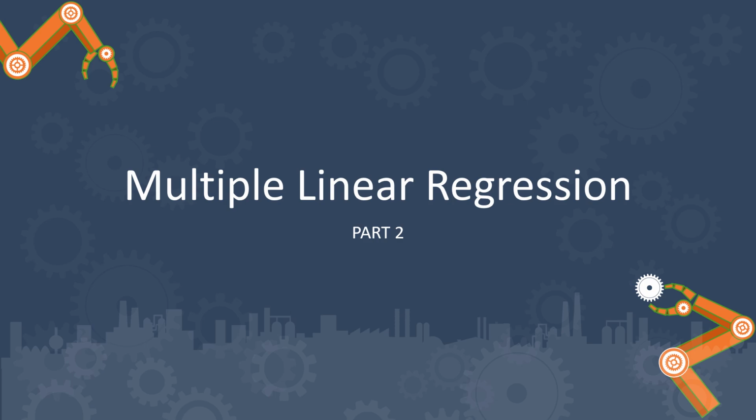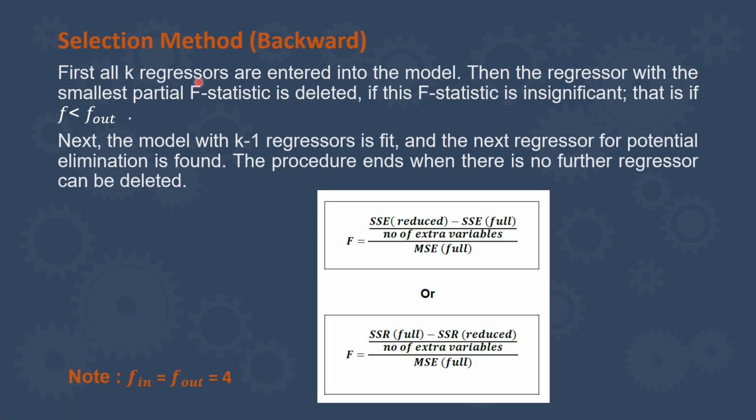data. So multiple linear regression allows us to model the relationship between a dependent variable and multiple independent variables. But when we have many predictors, it is crucial to identify which ones really matter. That is where selection methods come in. Let's start with backward selection.